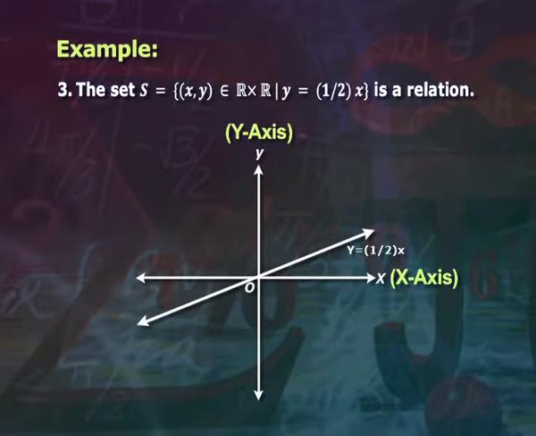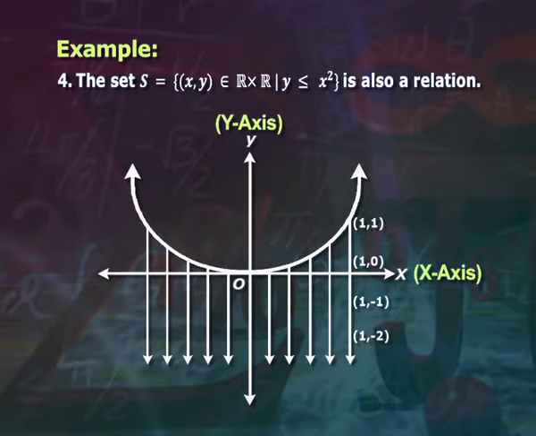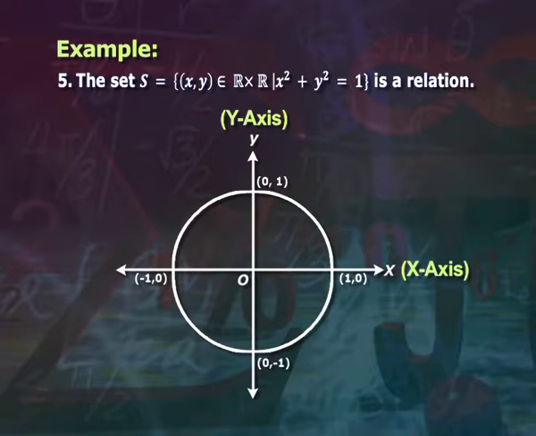3. The set S equal to the set of ordered pairs (x, y) in R cross R such that y is equal to 1/2 times x is a relation. 4. The set S equal to the set of ordered pairs (x, y) in R² such that y is less than or equal to x² is also a relation. And 5. The set S equal to {(x, y) in R² such that x² + y² = 1} is a relation. Now, I will make some remarks on this.